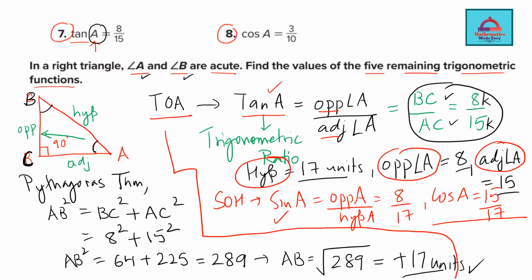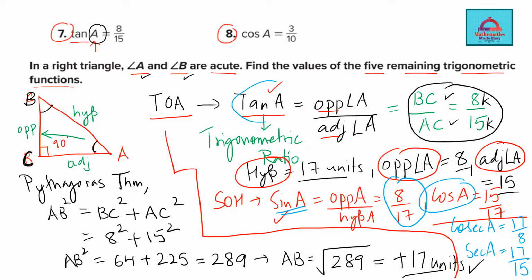Just directly we can say that cosecant of A, which is the opposite of sine, will be the reciprocal of this. So 17 over 8. Similarly, secant of A, which is the opposite of cos, will be the reciprocal of 15 over 17. So it will be 17 over 15. And last but not the least, the reciprocal of tan. So it will be cot A, which is the reciprocal of 8 over 15. So we just flip the numerator and denominator. So 15 over 8. So do we have all trigonometric ratios ready?